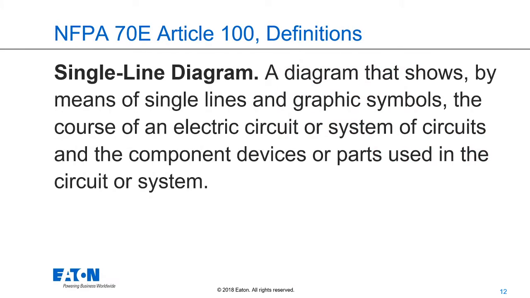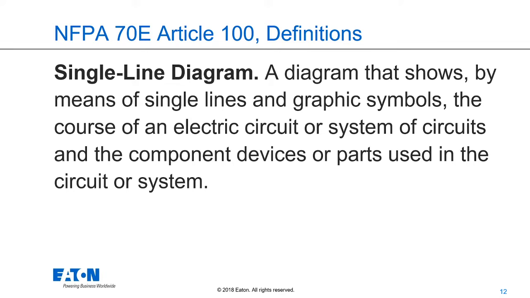So the single line diagram is defined in 70E as a diagram that shows, by means of single lines and graphic symbols, the course of an electric circuit or system of circuits and the component devices or parts used in the circuit or system.